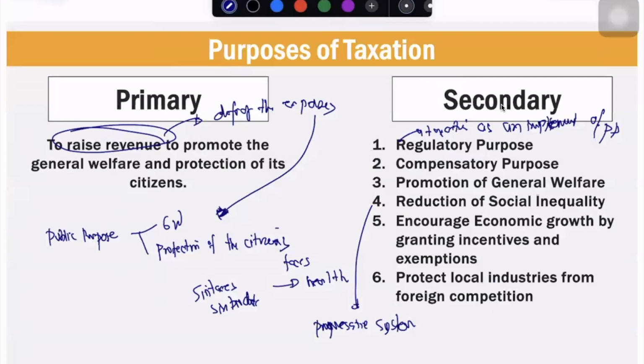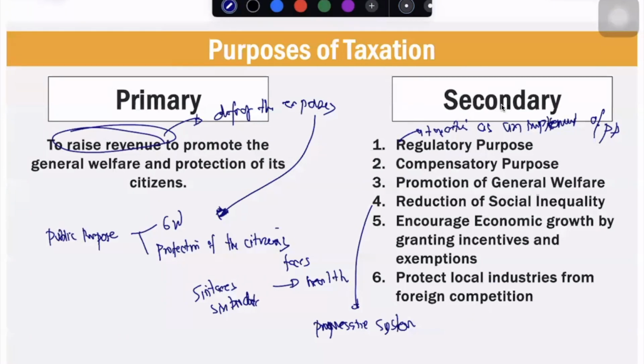But just remember, that's one of the secondary purposes: to encourage economic growth by giving incentives and exemptions. Furthermore, another purpose is to promote or protect local industries from foreign competition, wherein we try to tax foreign competitors higher than local industries. But as I've said, we try to open up our economy to foreign investors.